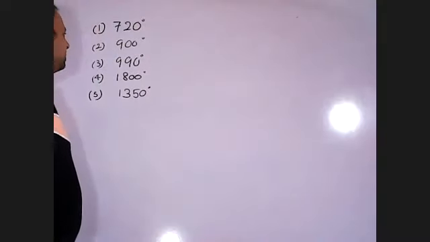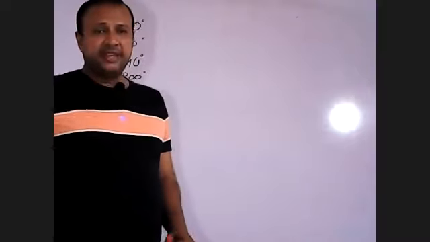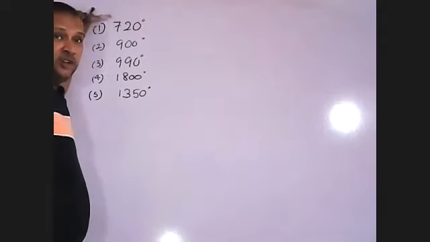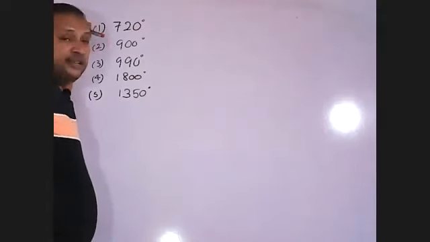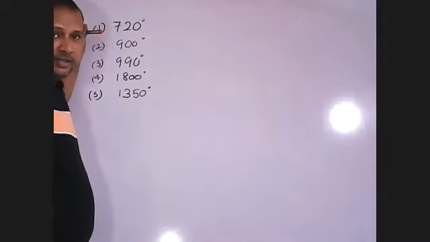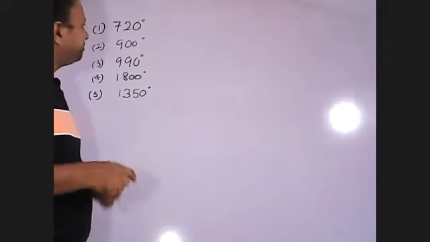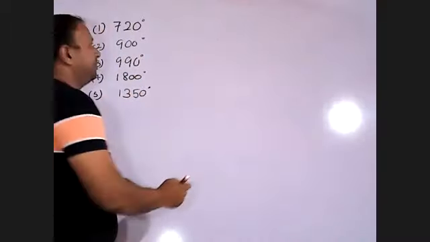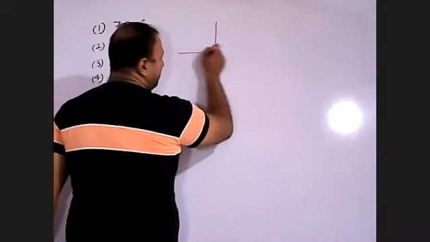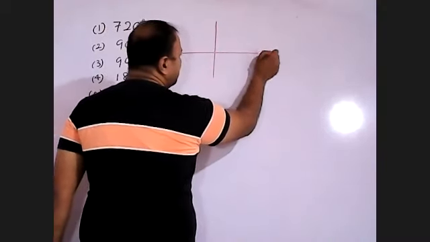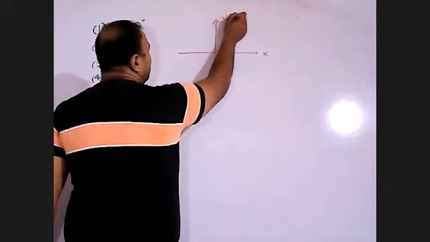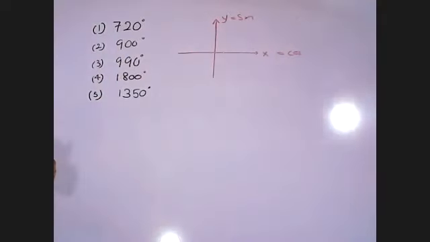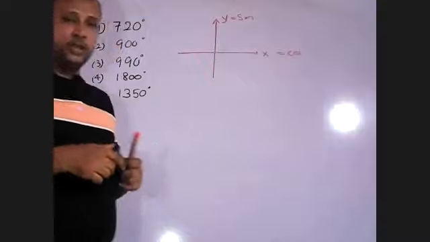Okay. How to determine the location of these angles? How to determine it? Suppose this one. This is my Cartesian coordinate. Okay. This is x. This is y. This is sine. This is cos. This is the Cartesian coordinate. Look at this. Look at the board, everyone.